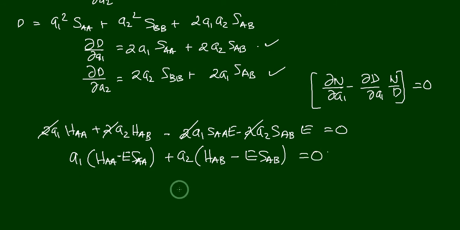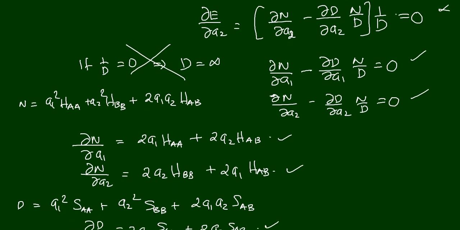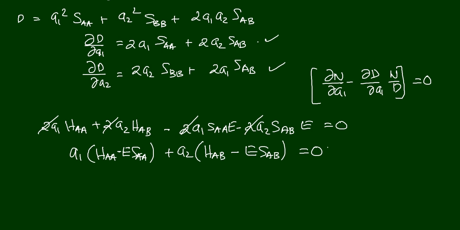Then we have another equation. That equation is obtained by substituting the terms in the second equation. What is that equation? The second equation is this one: dou n by dou a2 minus dou d by dou a2 into n by d, which is E, is equal to 0. So we are going to substitute in this equation.